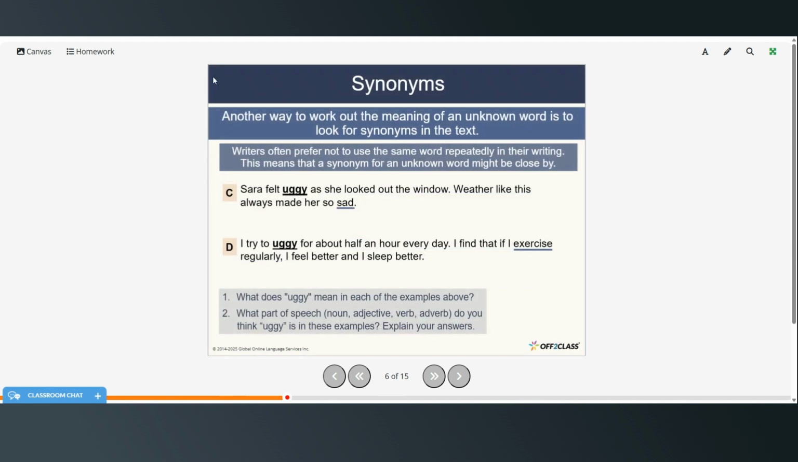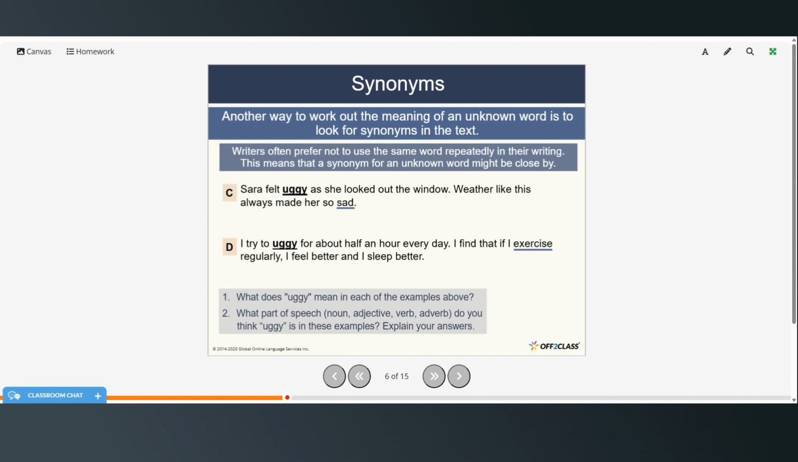Another way to work out the meanings of an unknown word is to look for synonyms in the text. So writers often prefer not to use the same word repeatedly in their writing. This means that a synonym for an unknown word might be close by. So here the example. Sarah felt ugly as she looked out the window. Weather like this always made her so sad. So in this context, we would assume that ugly means sad.